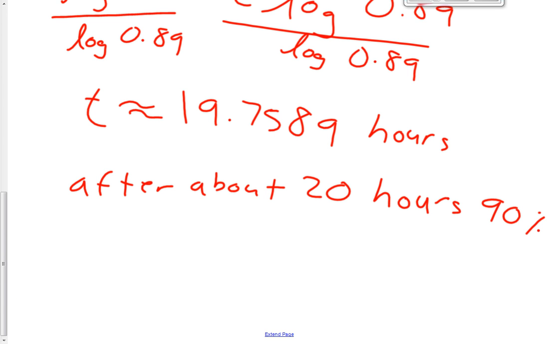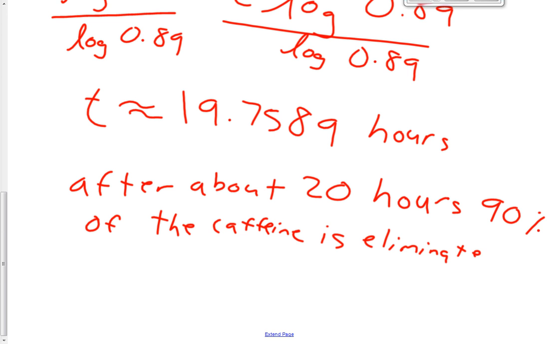After about 20 hours, 90% of the caffeine is eliminated from the body. Let me know if you have any questions on that when you get to class tomorrow.